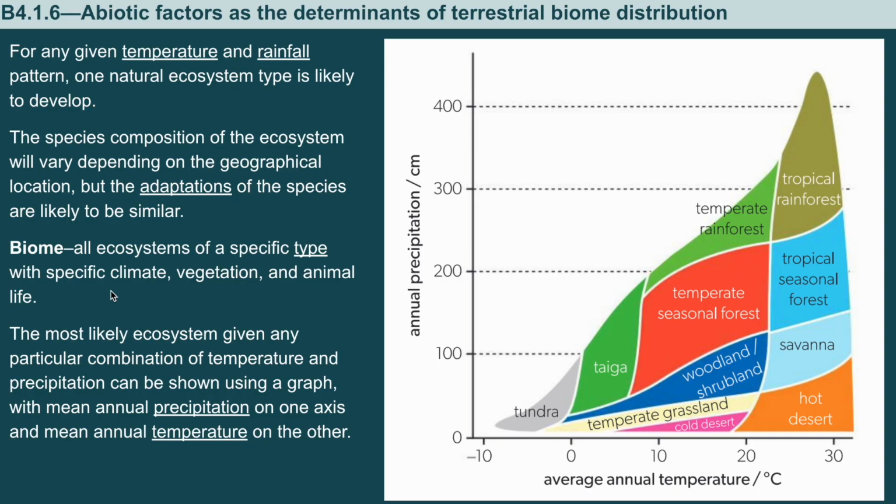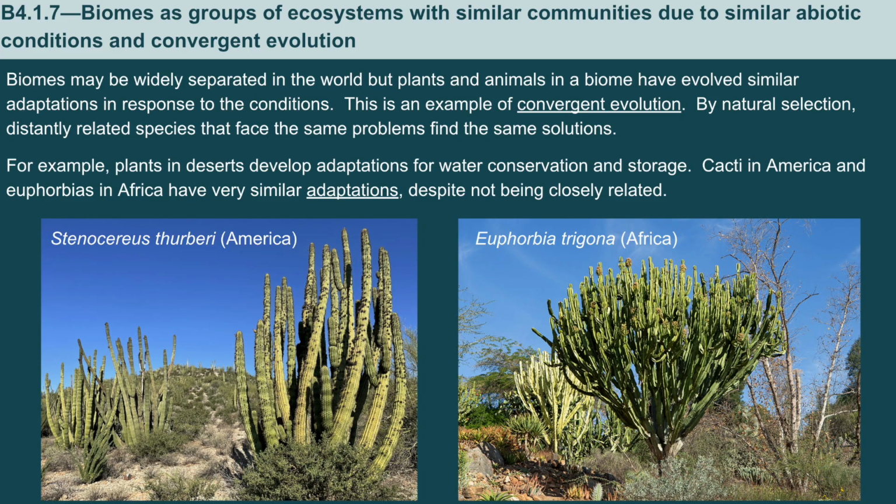Okay, a biome is defined as all ecosystems of a specific type with a specific climate, vegetation, and animal life. The most likely ecosystem given any particular combination of temperature and precipitation can be shown using a graph like this, and I have seen this show up on the IB exam before, so make sure that you can use this.